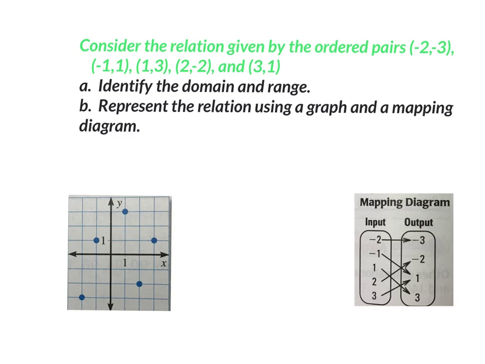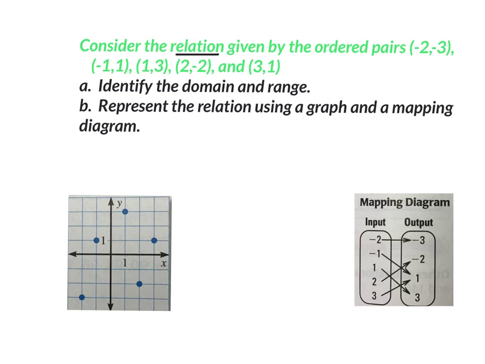It says, consider the relation given by the ordered pairs (-2, -3), (-1, 1), and you can read them all the way to (3, 1). First of all, whenever you see this word right here, the word relation, it means any set of ordered pairs. So any set of ordered pairs is a relation. Any graph is a relation.